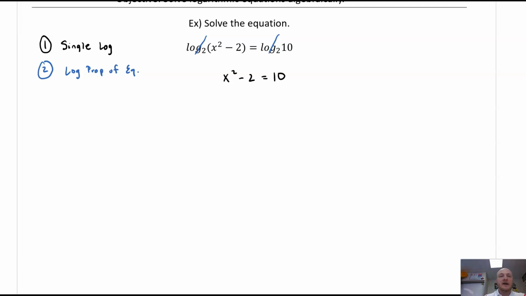Okay, now I want to solve. So I'm going to add 2 to both sides.